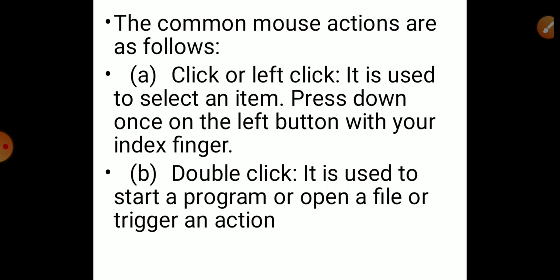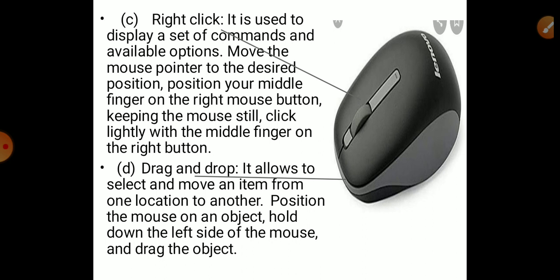The common mouse actions are as follows. Left click: it is used to select an item. Press down once on the left button with your index finger. Double click: it is used to start a program or open a file or trigger an action.